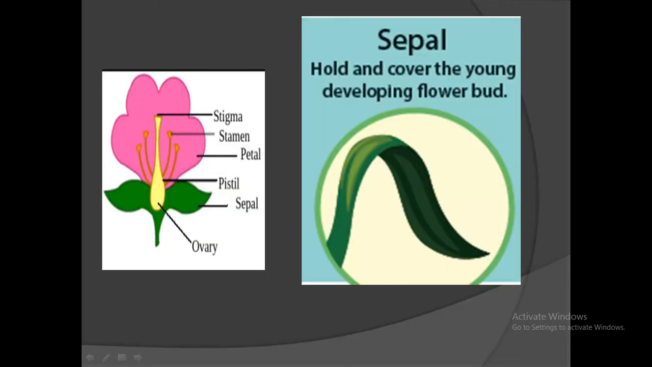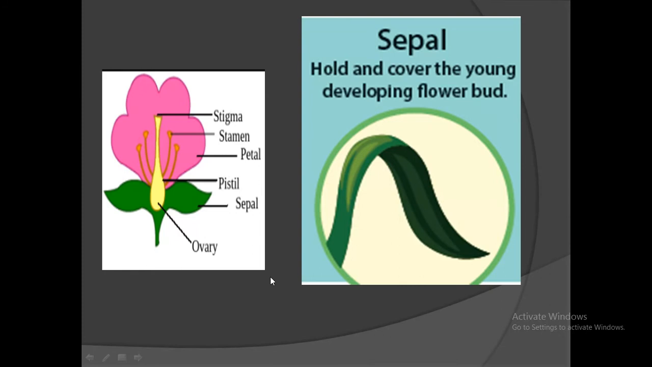See, the cup-like part, green color at the base, is made up of sepals. This is a single sepal. What's the color of sepal? Green in color. What is the function of sepal? The sepal holds and covers the young developing bud. Small bud is covered by a sepal.